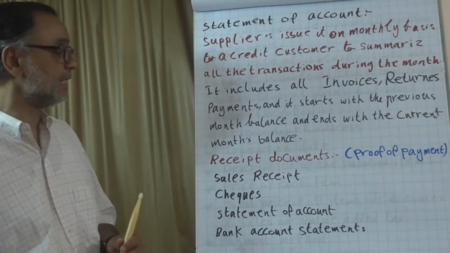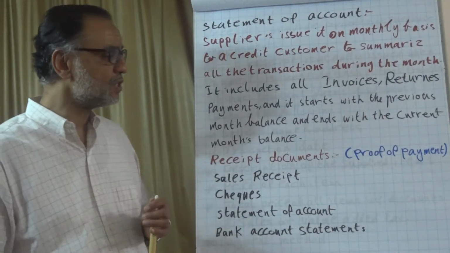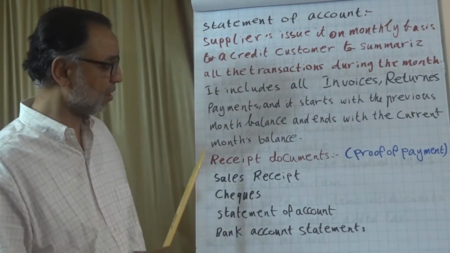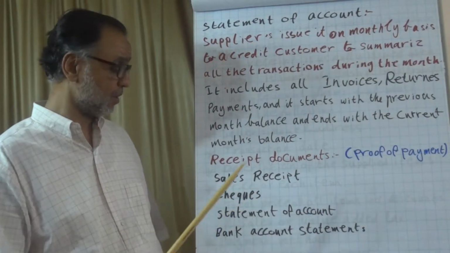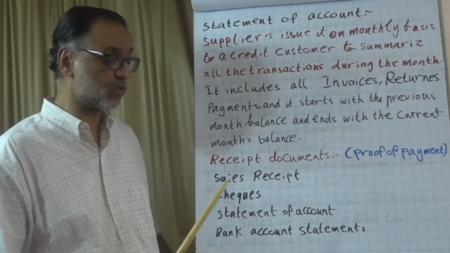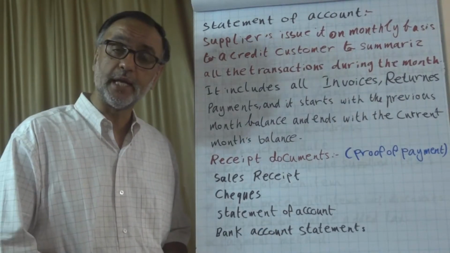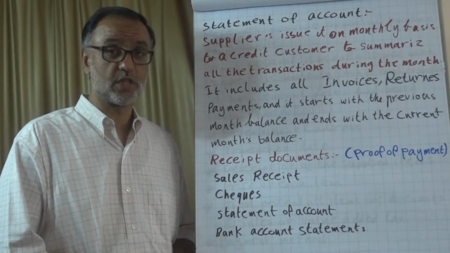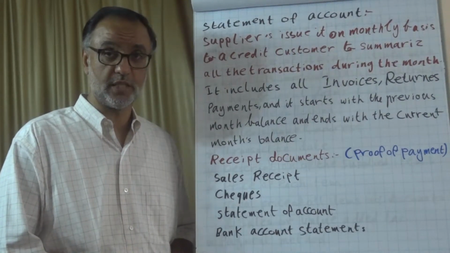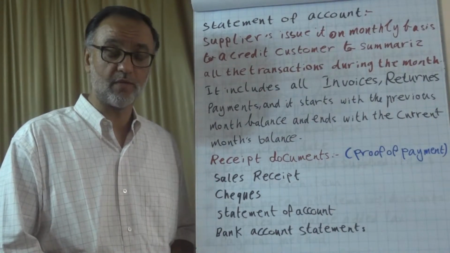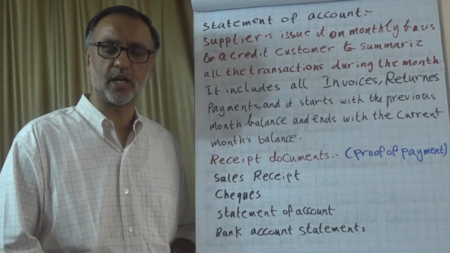Then we talk about the receipts. Receipt documents are proof of payment. What are the receipts? Receipts are sales receipts or checks or statement of account or bank account statements. We will talk here about the sales receipt and briefly we'll mention checks, because checks are not required for the IGCSE students. It's required for the O-level, Cambridge O-level, but we will just define the check.